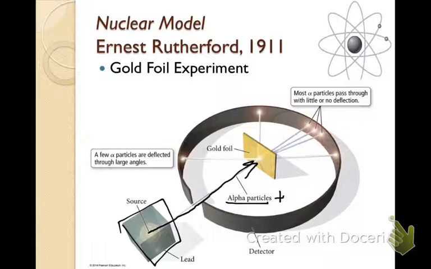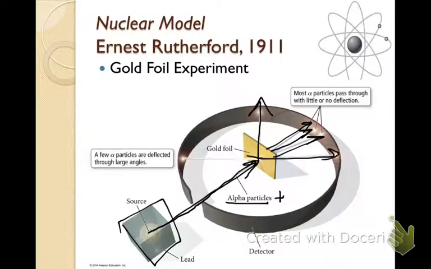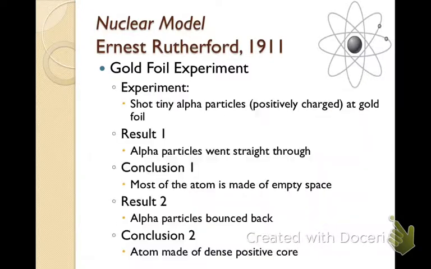Imagine that you had taken a sheet of really thin tissue paper, and you threw a softball at it. You would expect that the softball would just go right through the tissue paper. And this is kind of what happened. These alpha particles went straight through and hit the other side of the gold foil. However, some of them were deflected off to the side, and some even bounced back. So he was able to conclude that the atom was made of something else.